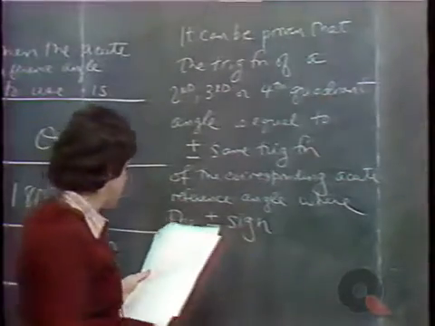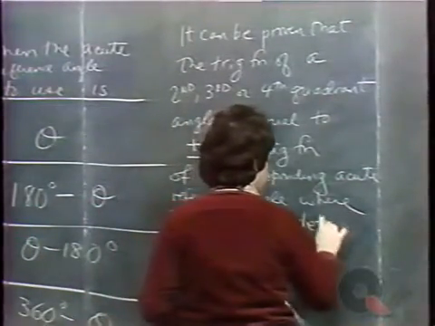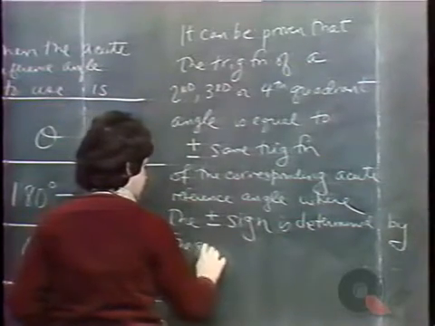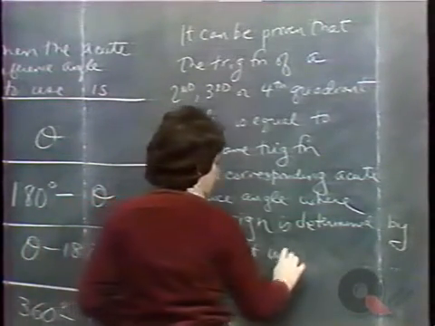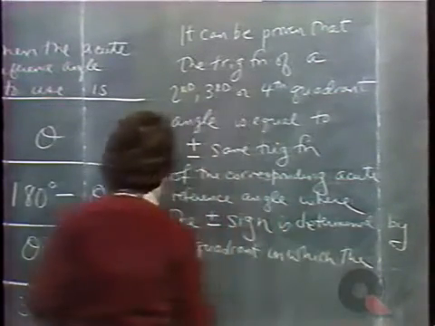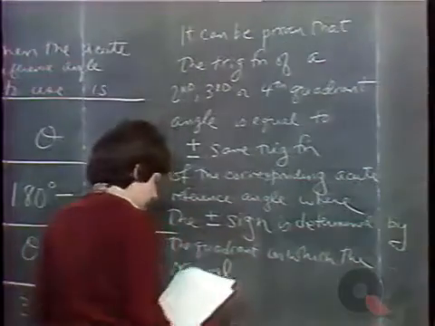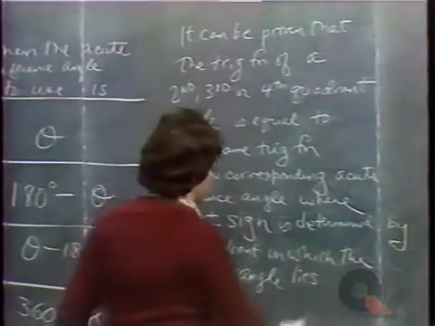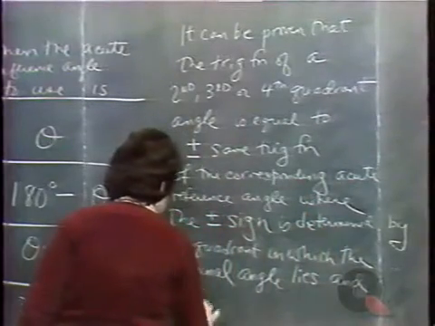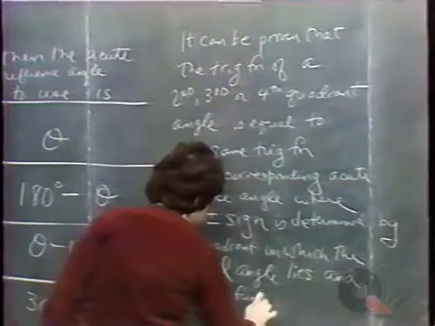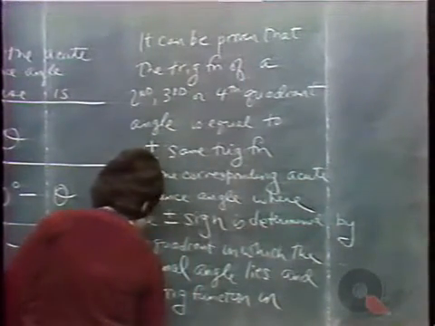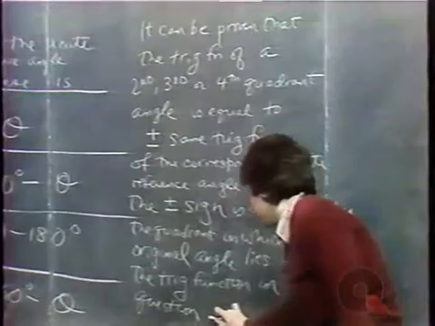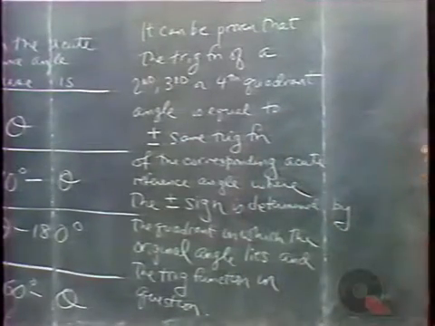The plus or minus sign is determined by the quadrant in which the original angle lies and the trig function in question, according to the following. I'll explain in a moment how we figure out the plus or minus sign.